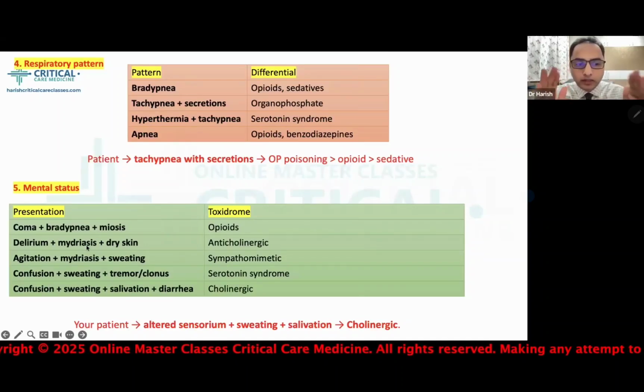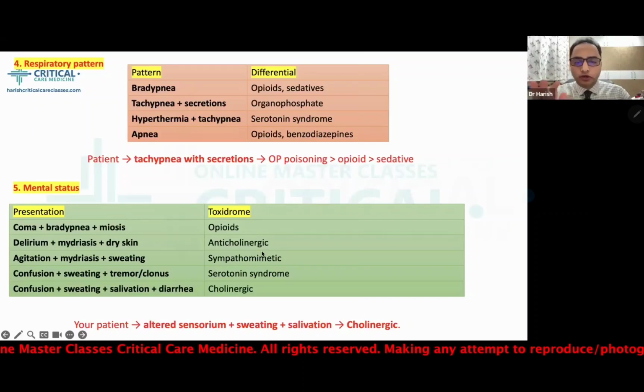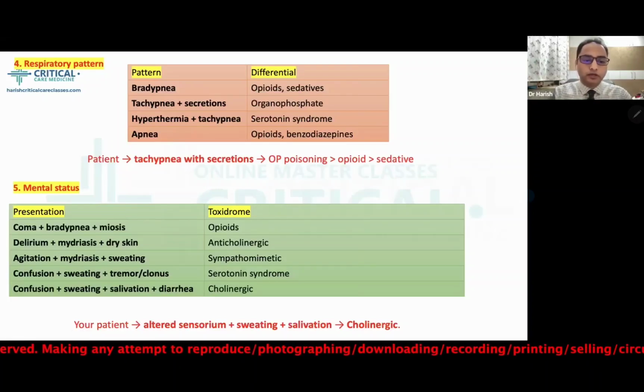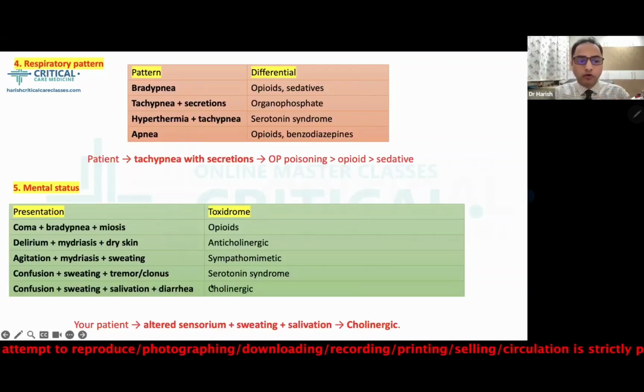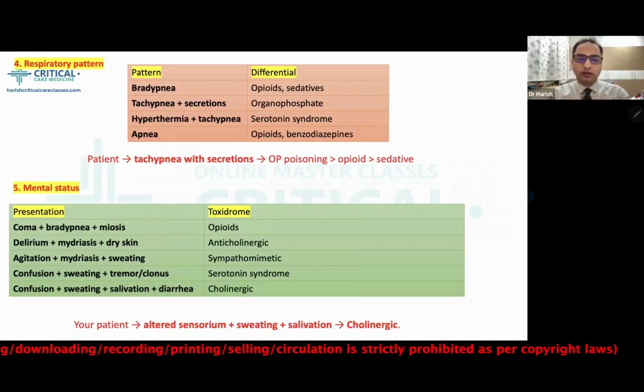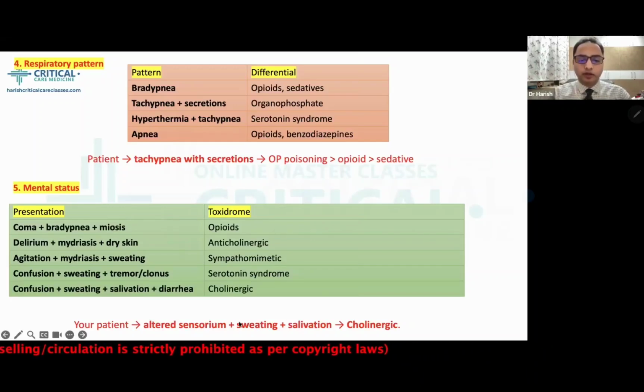Delirium, mydriasis, dry skin: anticholinergic toxidrome. Agitation, mydriasis, sweating: sympathomimetic toxidrome. Confusion, sweating plus tremor or clonus: serotonin syndrome. Confusion plus sweating, salivation, diarrhea: cholinergic-like toxidrome. So our patient, with altered sensorium, sweating plus salivation, again fits into cholinergic toxidrome, that is the OP poisoning.